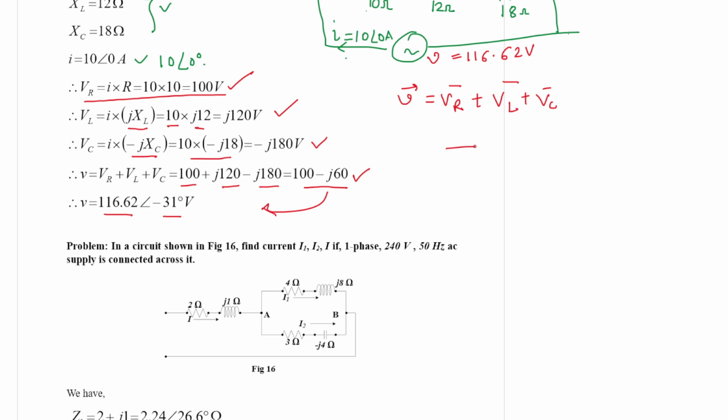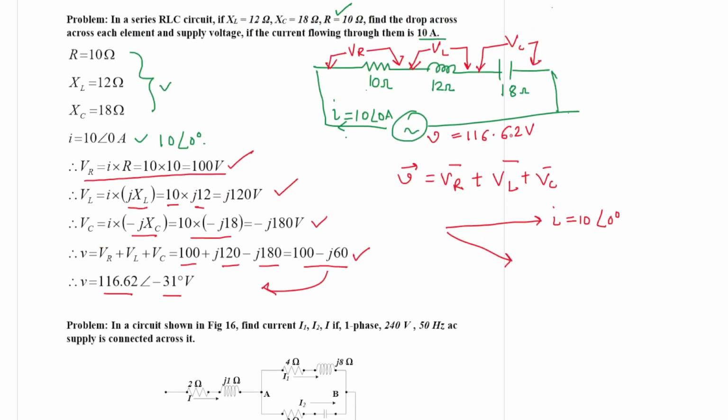If the current I is 10 ampere, 10 angle 0, which is reference, because 0 degree represents reference, then voltage V is 116.62 angle minus 31 degree. So this angle 31 degree, it is lagging. So voltage is lagging in this, because you see in this circuit, the capacitive reactance is highest. So this circuit is capacitive in nature. That is why overall current is leading.